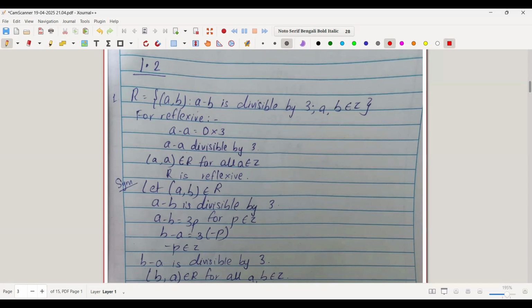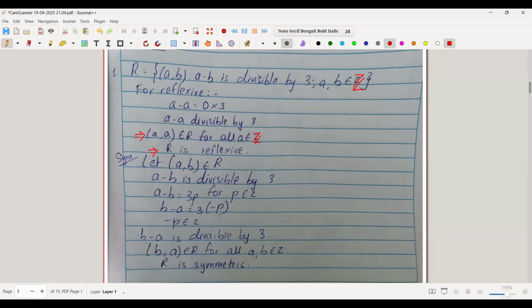a, b belongs to Z. For reflexive, a minus a equal to 0 into 3. a minus a is divisible by 3. That implies (a, a) belongs to R for all a belongs to Z. That implies R is reflexive.